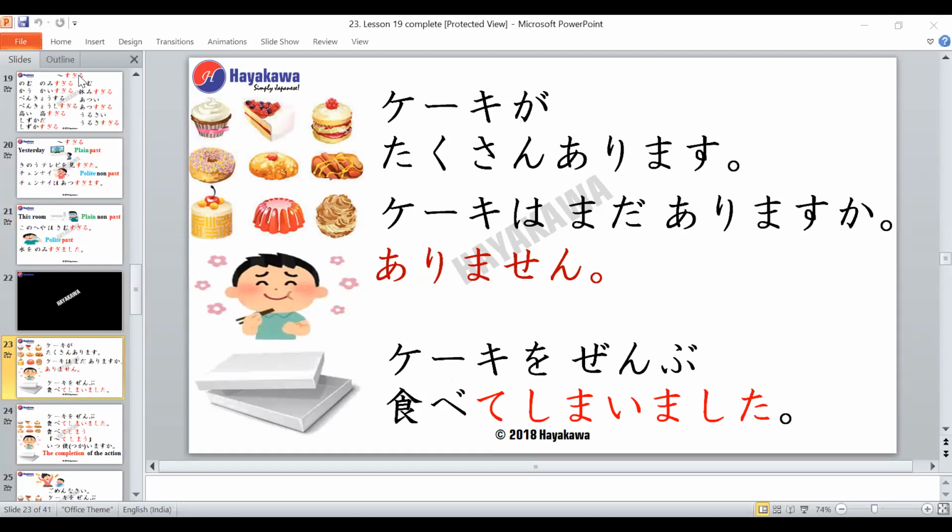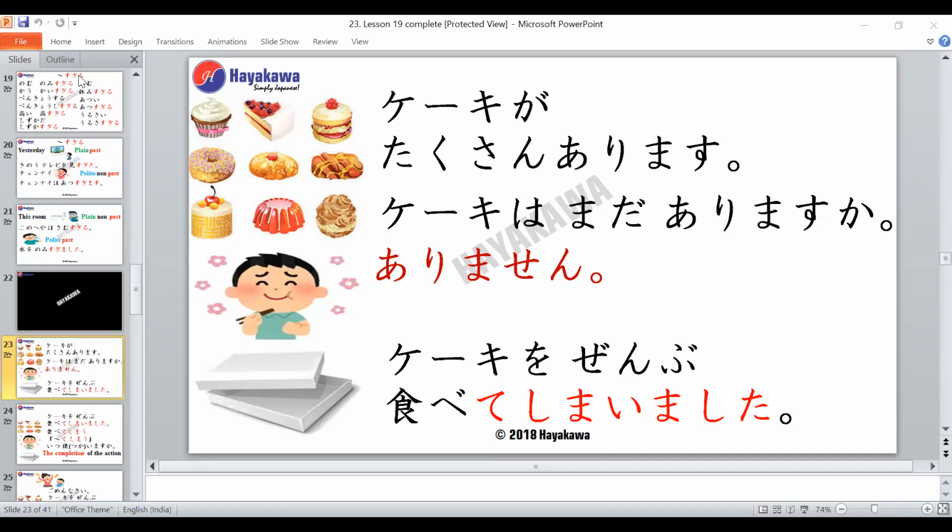Right, so we have a sentence here. The sentence over here is keiki ga takusan arimasu. There are a lot of cakes present over here. Now what happens? Keiki wa mada arimasu ka? Is there still some cake left now? No. Arimasen. What happened?